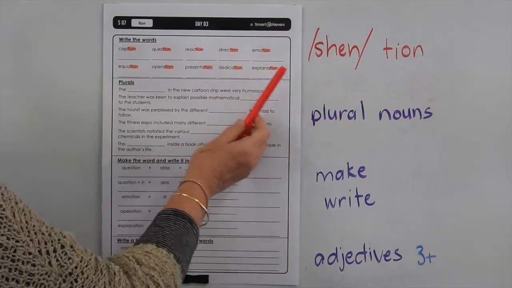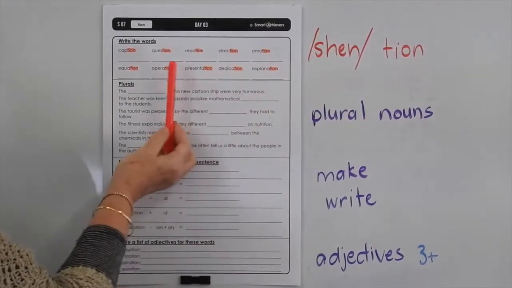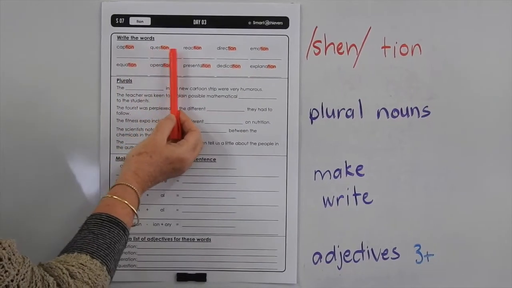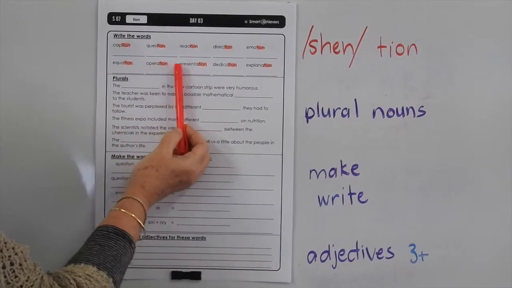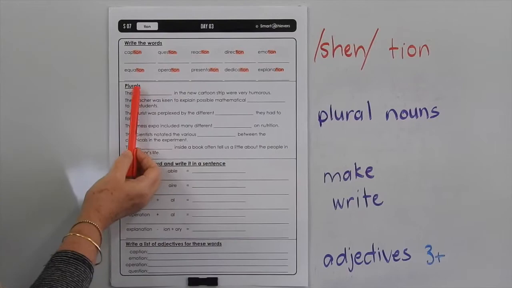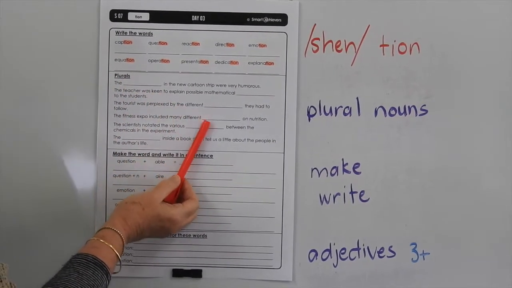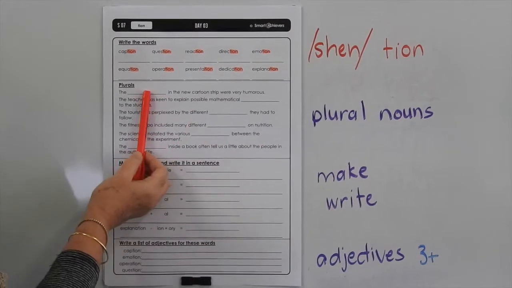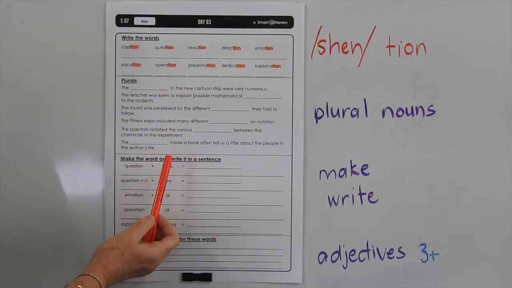In this list we're revising that T-I-O-N is a common way of spelling the shun sound at the end of words, such as caption, question, reaction, direction, emotion, equation, operation, presentation, dedication, and explanation. Here you have to work out which noun fits the sentence to make these sentences make sense, and you're going to write them in their plural forms.